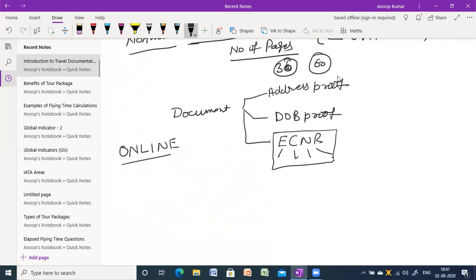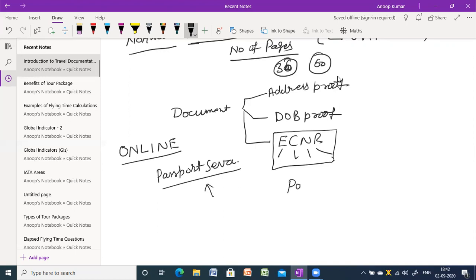We will study about this whole of the online process, how you can make an account on the Passport Seva portal, how the police verification is being done, what is the step by step procedure when you have gone for an appointment over there in a Passport Seva Kendra. So we will study about all these things in detail.